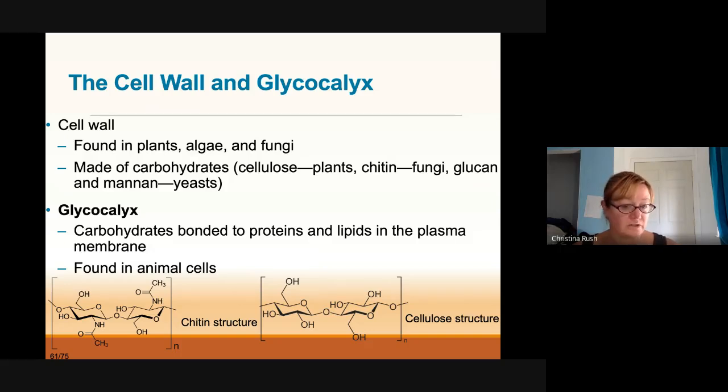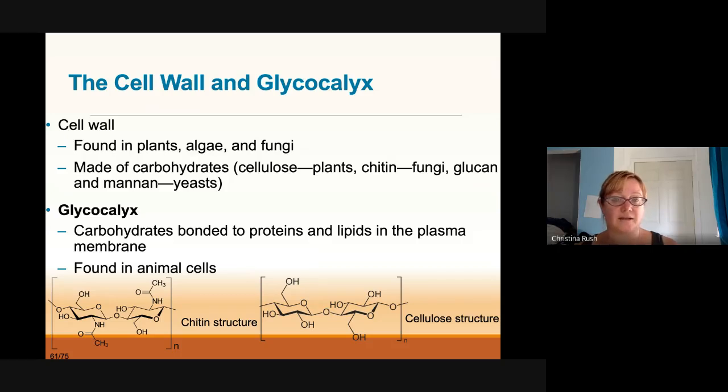You have the nitrogens in chitin. Chitin is something that people tend to be allergic to. So you can have an allergic reaction to fungi. And we also find chitin in the exoskeleton of insects and shellfish. So chitin is an interesting allergen. So if you have a cell wall, it's going to have very different components.